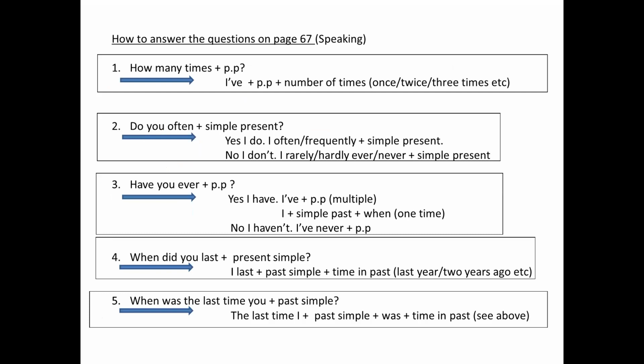Okay, now the final part of today's lesson is you're going to turn to page 67 and look at the questions in the speaking section. Those are the questions in the blue box. In the blue box, we have 10 questions, but we only have 5 different styles of question. So number 1 is, how many times plus present perfect? For example, how many times have you been sick this year?